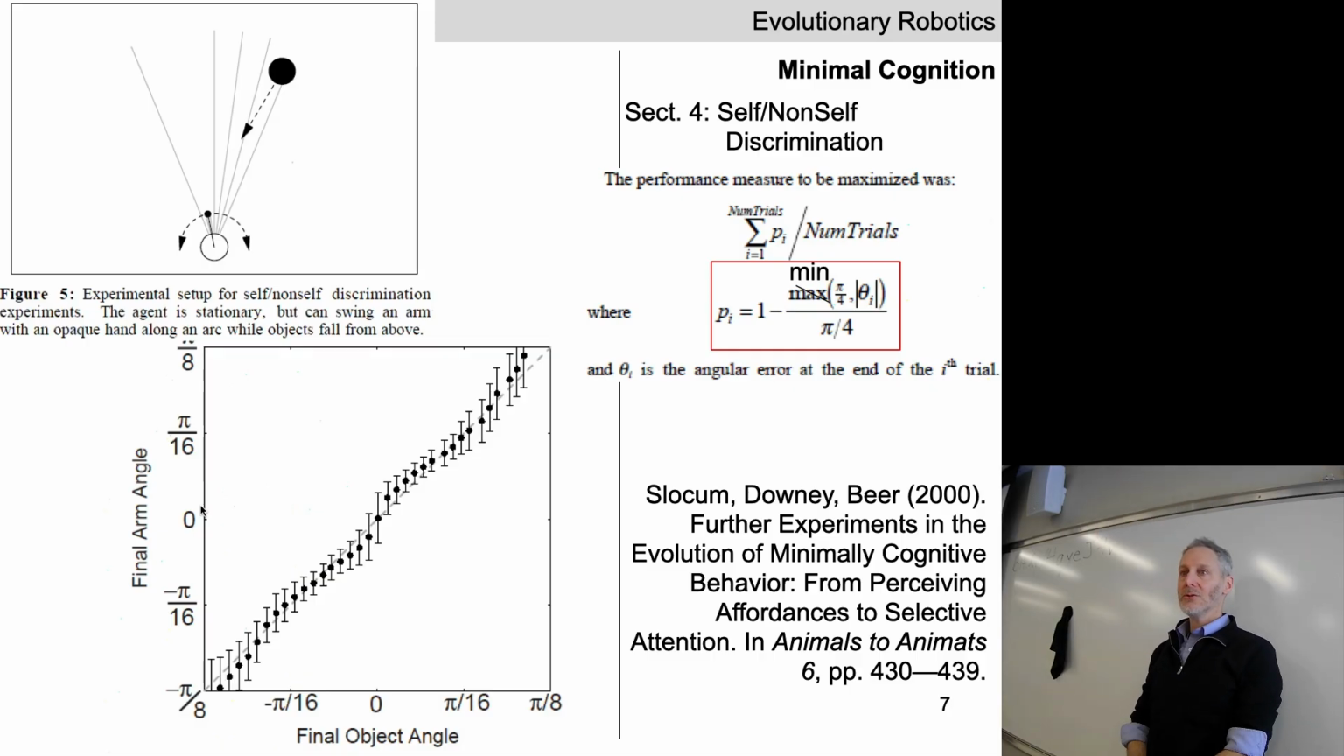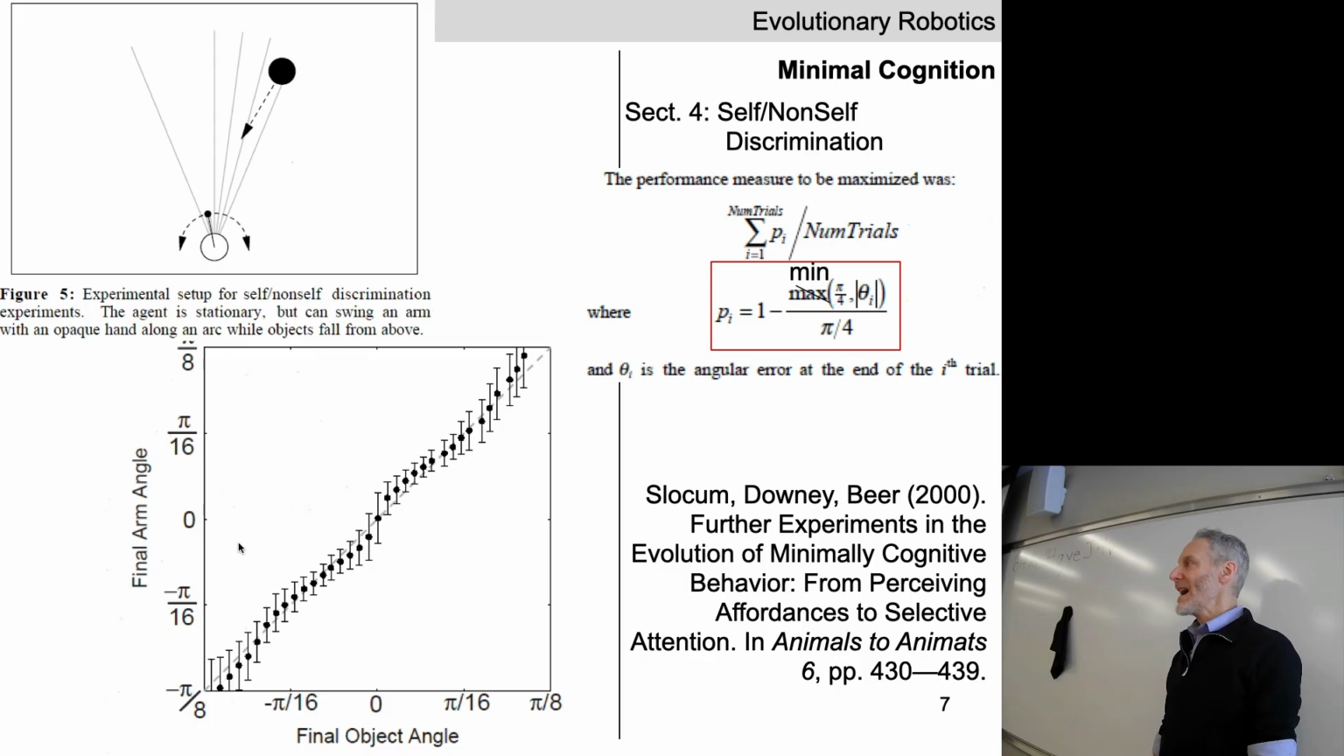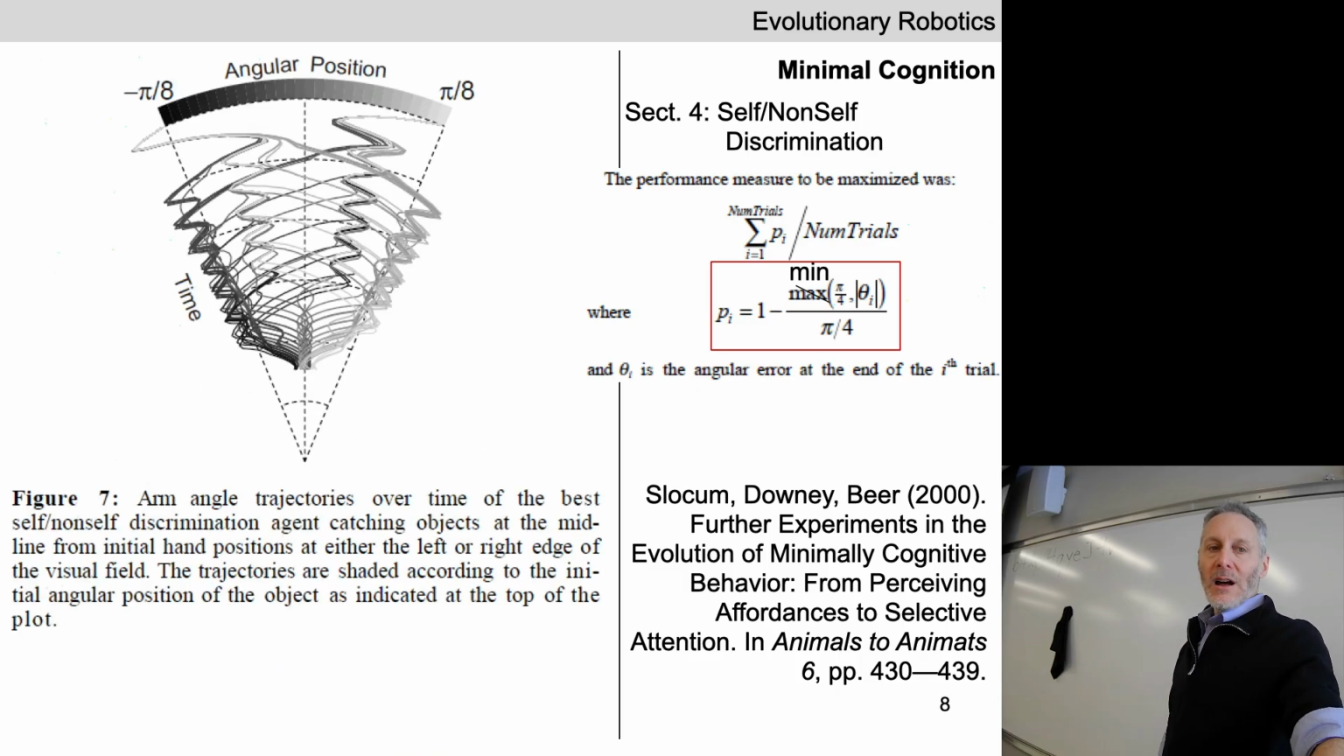How did the robot do, armed with this evolved CTRNN? Pretty good, right? So optimally, the horizontal value and the vertical value should be exactly the same. The little vertical lines represent there's a little bit of error. Under different conditions, the robot didn't always exactly catch the object, but did pretty good. Okay. Let's see what this robot did.